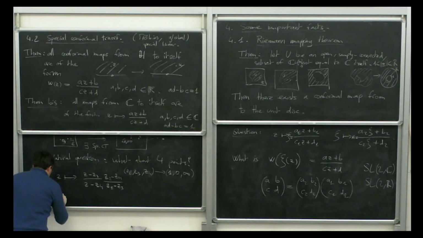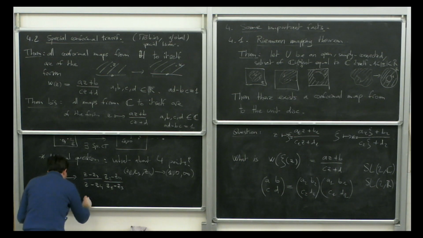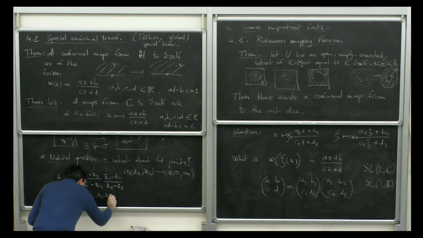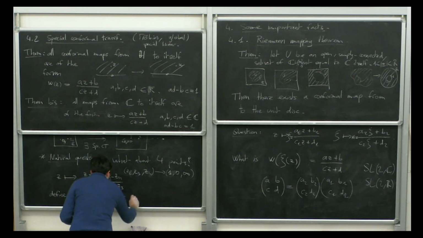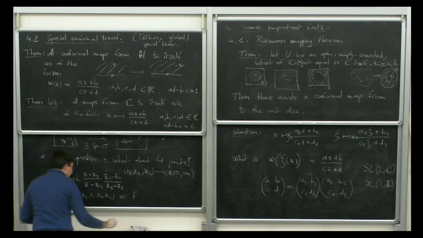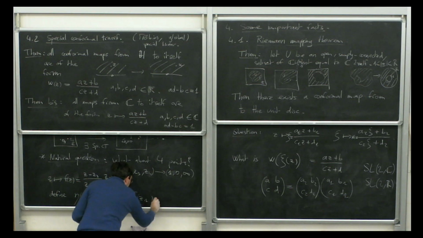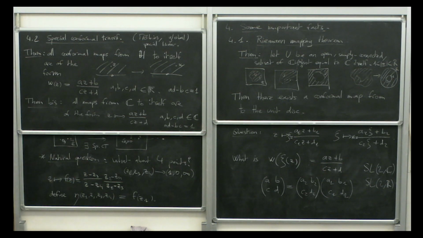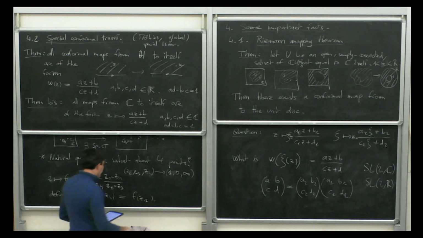Okay, so we define eta, which we are going to call the cross ratio of these 4 points, Z1, Z2, Z3, Z4, as f of z1 under this map. Okay? It's just a definition, and that's called the cross ratio.